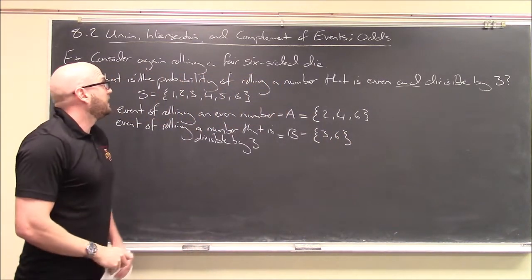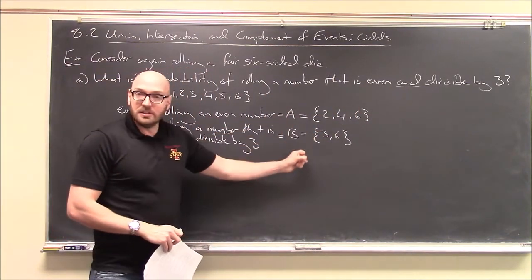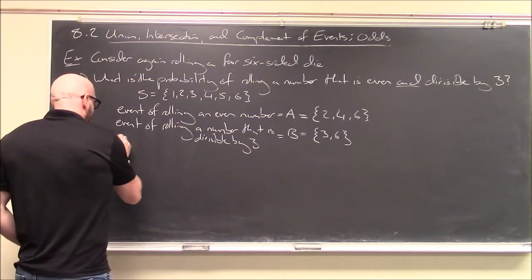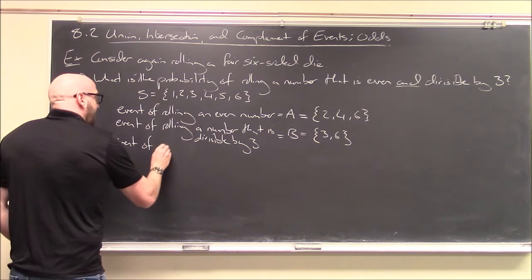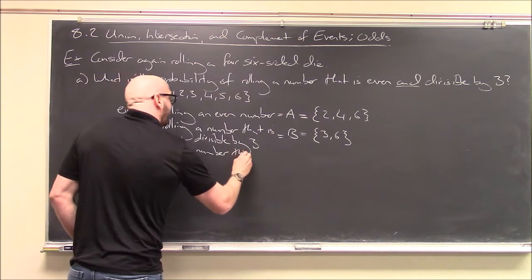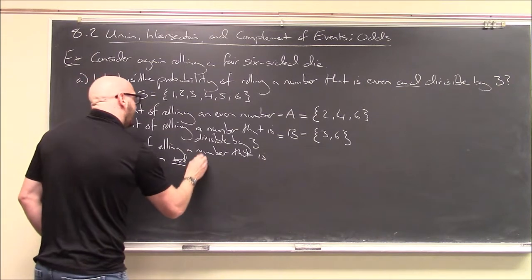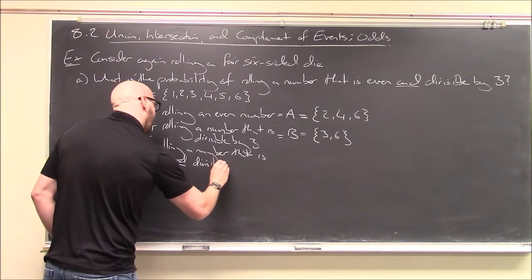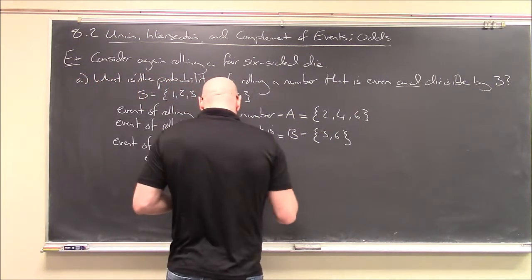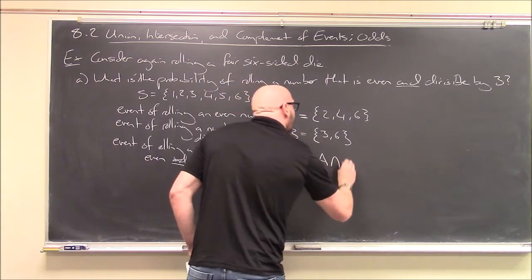But that's not what we're looking for either. We want both of them. We want even and divisible by 3. So we really want the intersection of these two events, right? We want the A intersect B. So this is what we really want. Event of rolling a number that is even and divisible by 3. Sorry, running out of space to write there. Well, I'll call that F, but that's A intersect B.